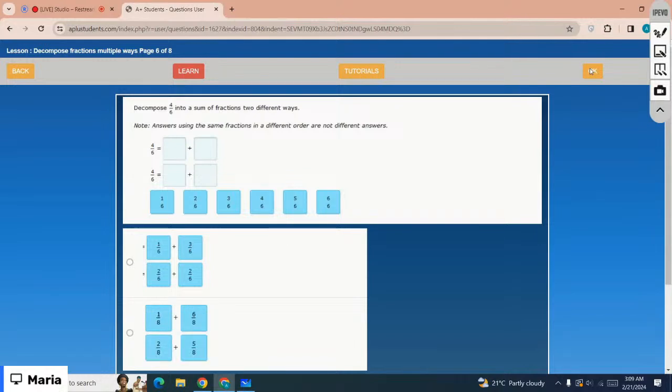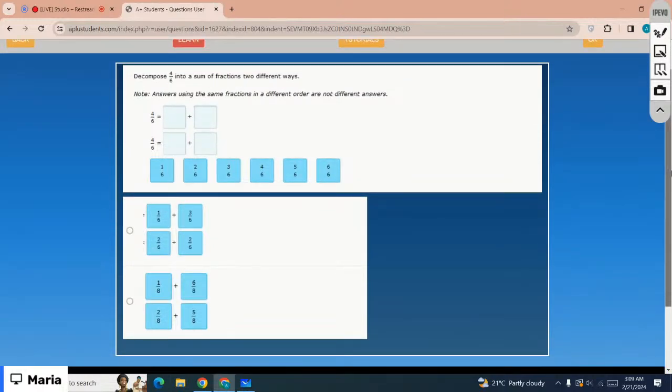Okay, decompose 4 by 6 into a sum of fractions two different ways. So which is the correct option? How do you make 4 over 6? Which is the correct option, 1 or 2? Just be careful which is the correct option. You have to make 4 over 6, right? So which is the correct option? That is option number 1.